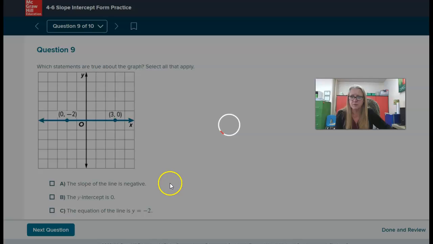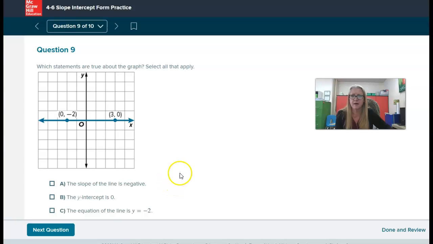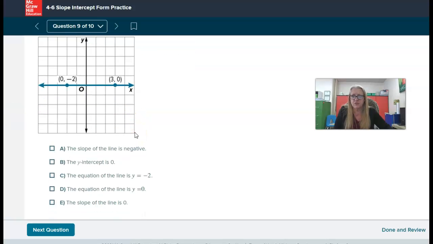This one was originally a huge mistake. Reveal has somehow got it screwed up, because the way it originally was, none of the answers were correct. But anyway, I went in and changed them. Here's our line. Our line is the x-axis, okay? This is the x-axis, and our line is the x-axis. So it's a little bit unconventional here.